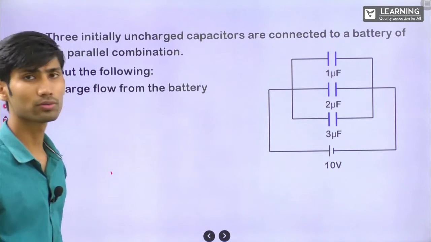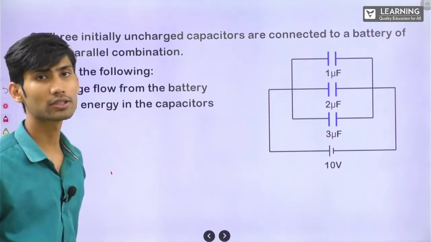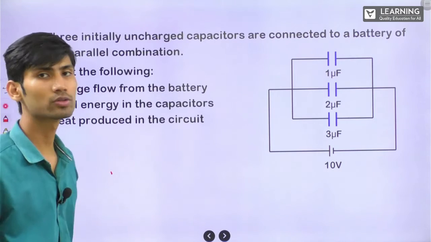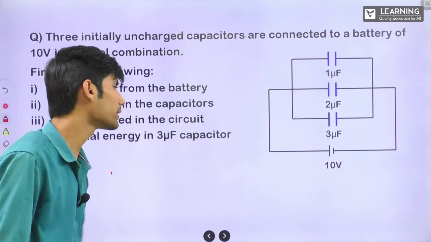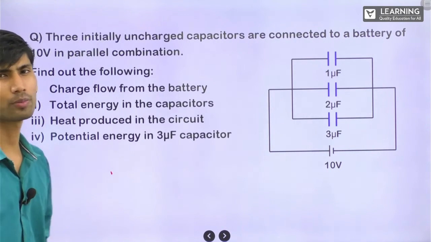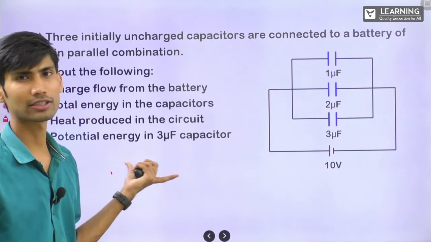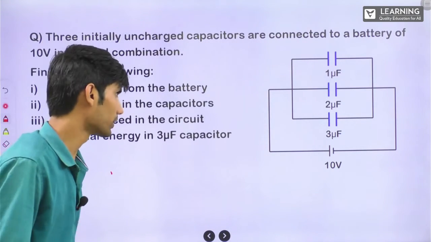We have to find the charge flow from the battery. We have to find the total energy in the capacitors. We have to find the heat produced in the circuit. And we have to find the potential energy in the 3 microfarad capacitor. I hope you can do it on your own also, if I give it as homework. Or let's do it. Okay.